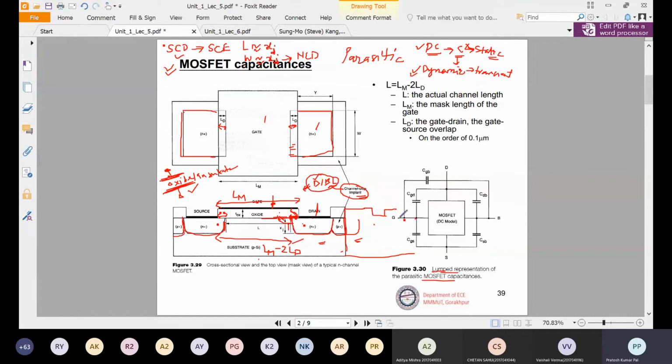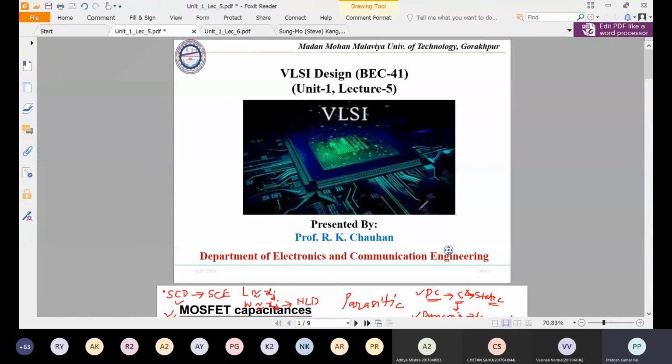Similarly, gate to source is there. So gate to source will be some capacitance. After combining all the parasitic capacitances, we combinedly call it gate to source, that is CGS. So CGS will be named to that capacitance. It will be a lumped value, means combined value.